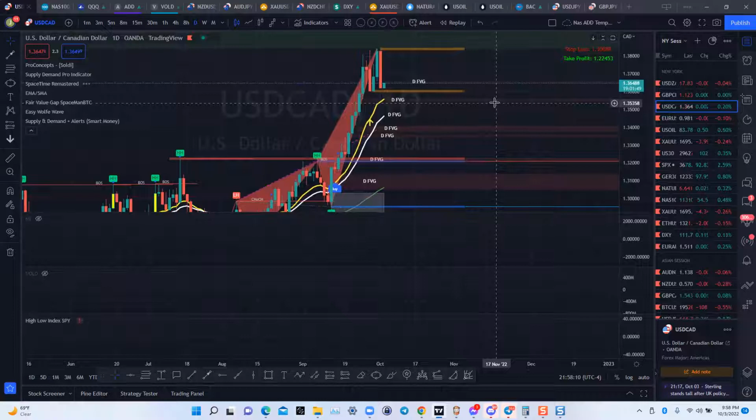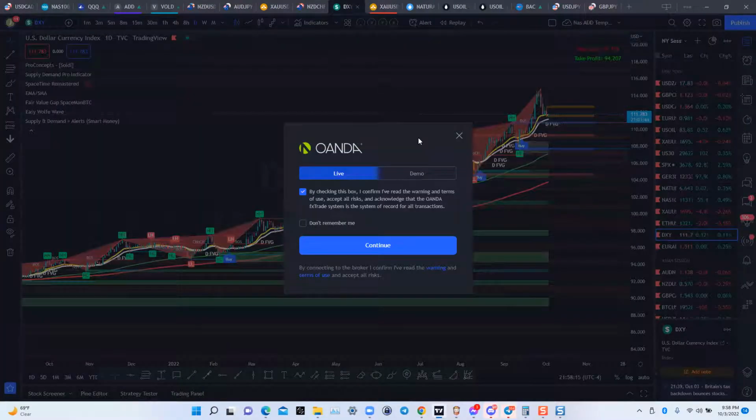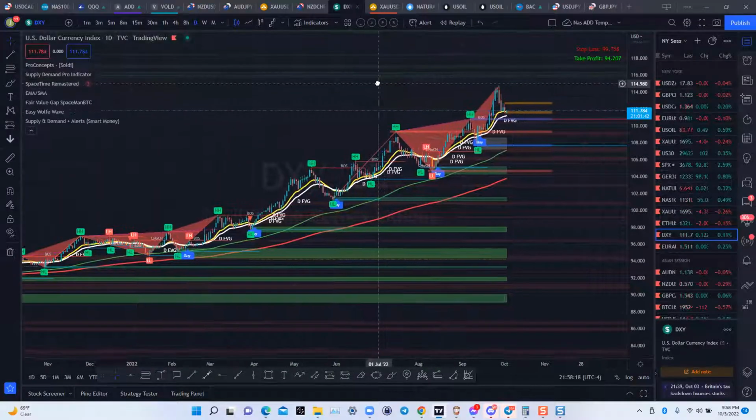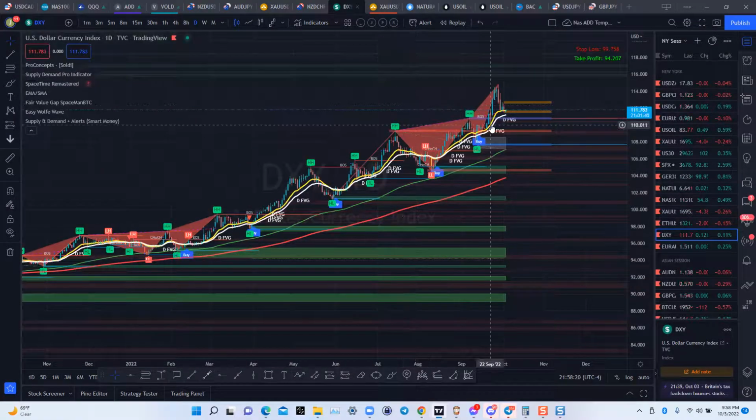You see that now, USD CAD is bullish, right? And this DXY is bullish too. It's above 111, right? So as long as this is climbing, this is climbing, right?